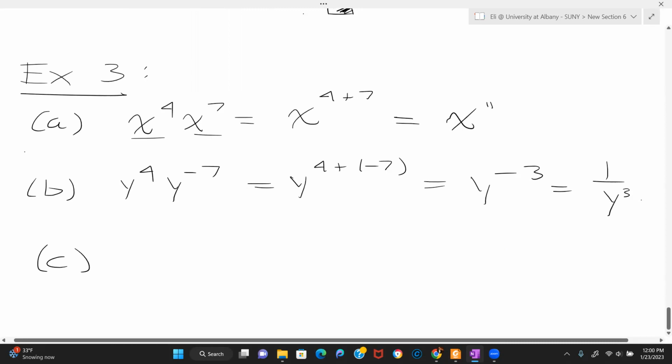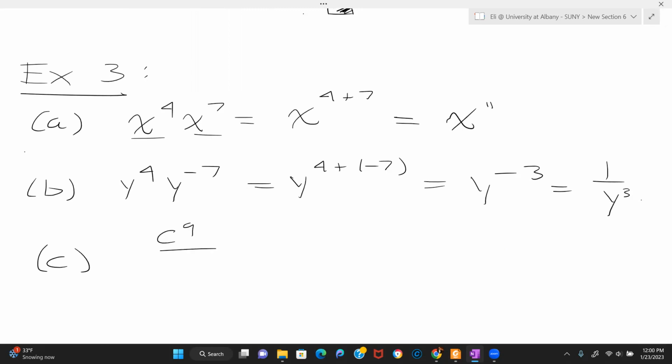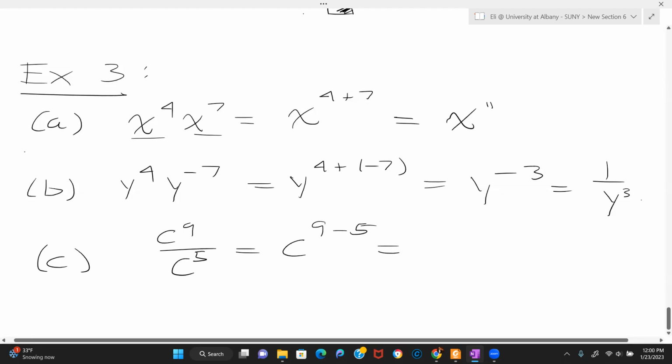So number C is c to the 9th over c to the 5th. According to one of the exponent laws, if you have a fraction where c is raised to a power and then c raised to another power, you subtract the denominator's exponent from the numerator's. That's how you simplify or compute this expression. So then you get c to the 4th.